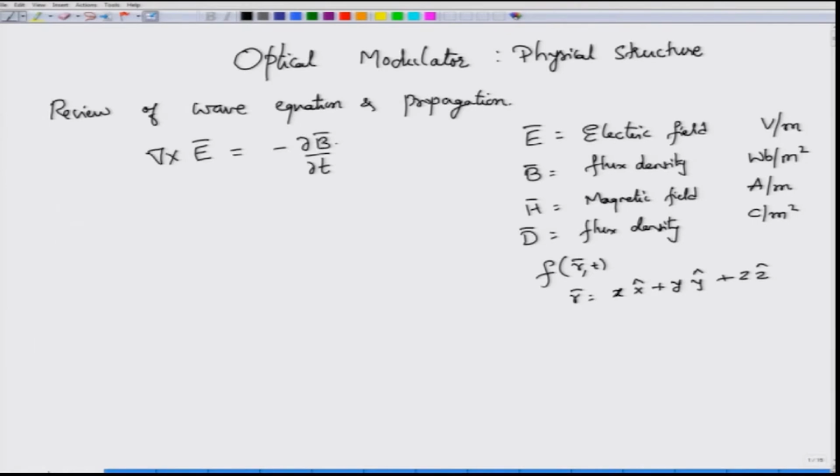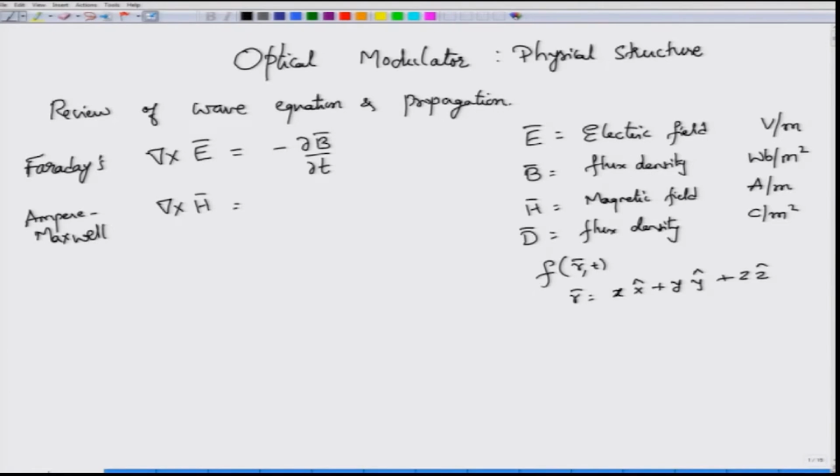Now, let us complete the Maxwell's equations. So, you have this equation called Faraday's law. Originally, Faraday's law was not in this form. What we are writing is the law in vector form. Next, we have Ampere-Maxwell law. Ampere was the original person who gave this law, but then this law was modified by Maxwell to introduce his famous displacement current.